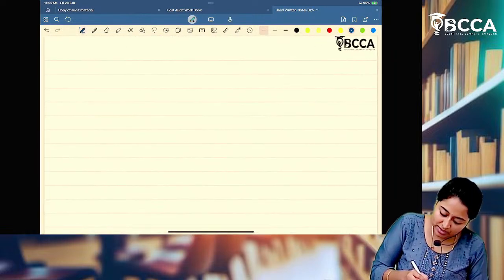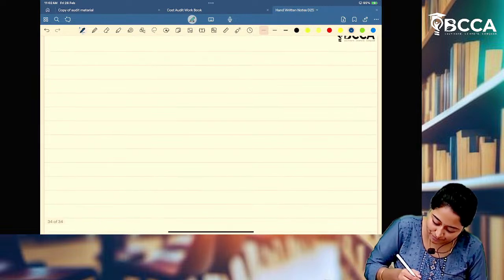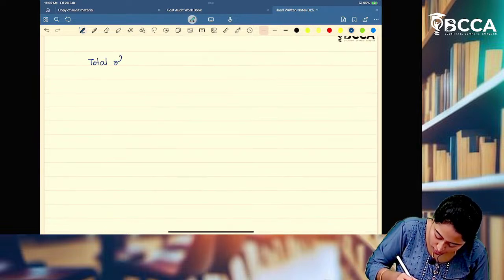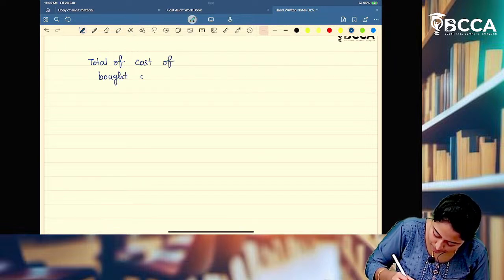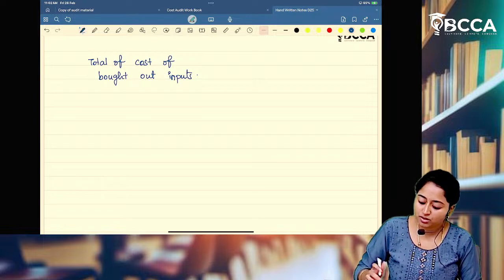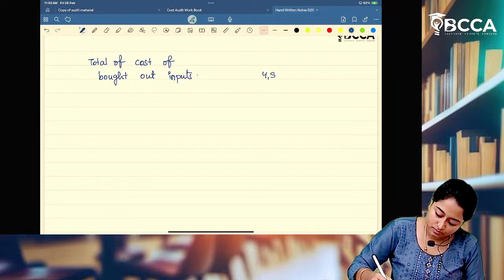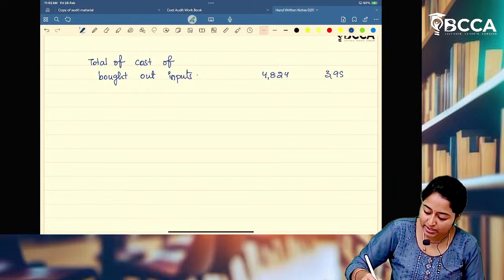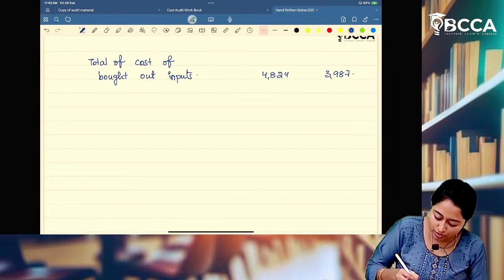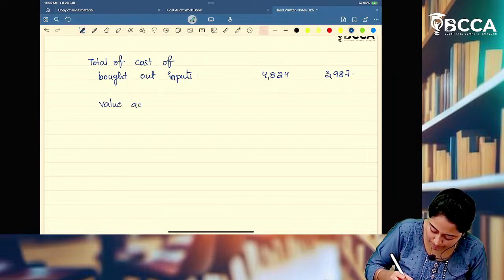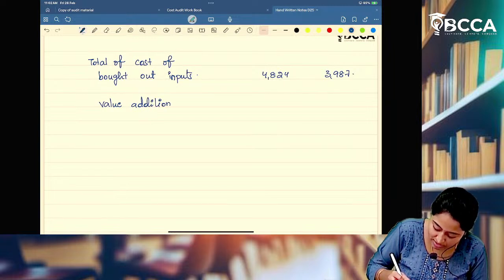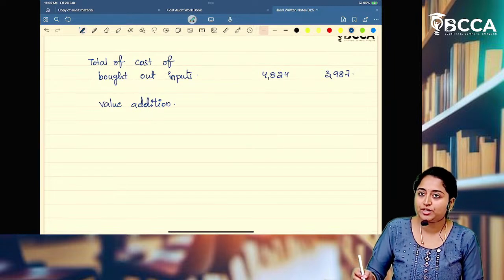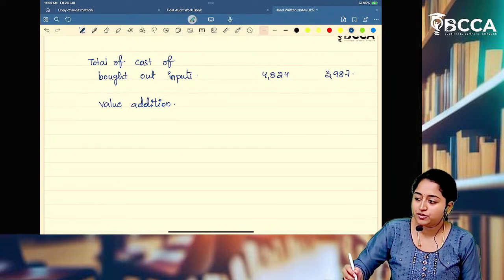So I'm writing it on the other page, but you have to continue it, okay? Now you'll write total of cost of bought out inputs. How much is the total? 824, and in 2022 it is 3,987. And then you'll write value addition. Value addition is total of A and total of B, net revenue from operations minus cost of bought out inputs.